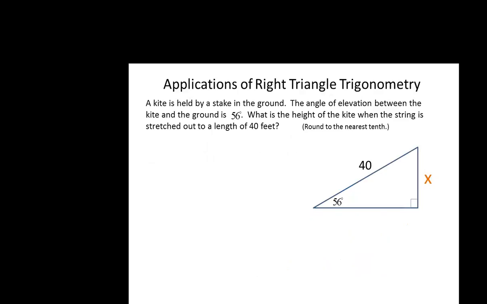Here it is. And now we want to go ahead and solve. We're trying to solve for x. And I see that x is the side opposite the 56 degrees. And I also see that we're given the hypotenuse. So I'm getting ready to set up a trig function, and I'm thinking about opposite and hypotenuse, and that gives me the sine function. So I'm going to say the sine of my angle, which is 56, is equal to opposite over hypotenuse, so that would be x over 40. And that's the equation I need to solve in order to find x.